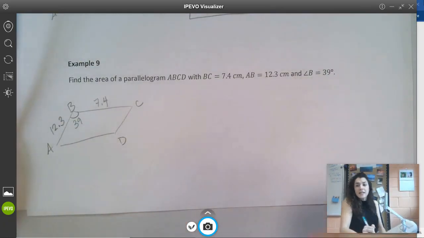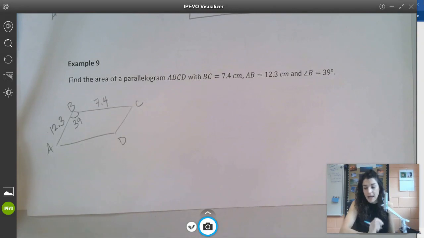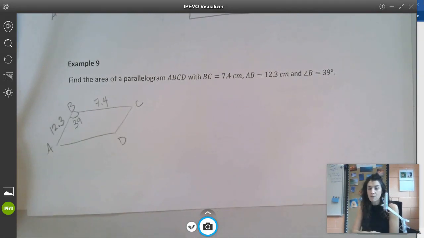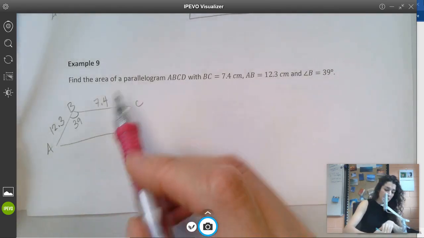Now this is where we start to get into the IB type of stuff, where we have all the tools in our tool belt, but we see a brand new problem. And a lot of times we feel like, oh, I don't really know what to do. So if it talks about the area of a parallelogram, you might have looked to your formula packet to see if you could find the area formula. And we don't have the area formula for a parallelogram, but we do have the area formula for a triangle.